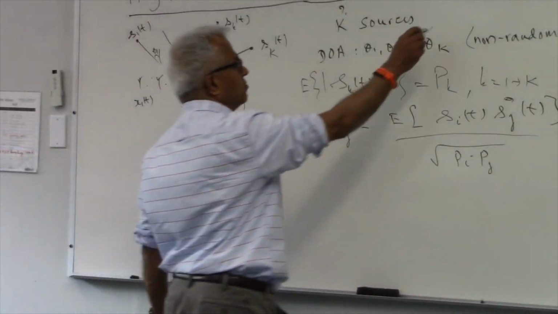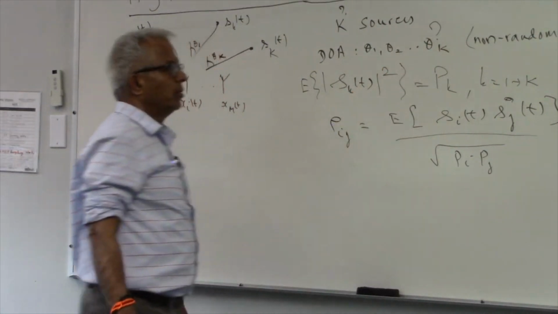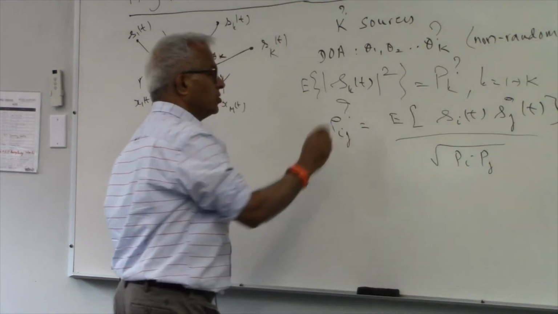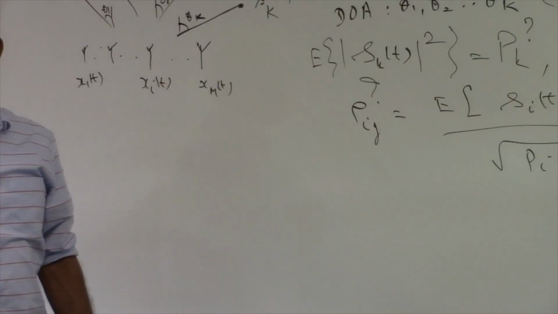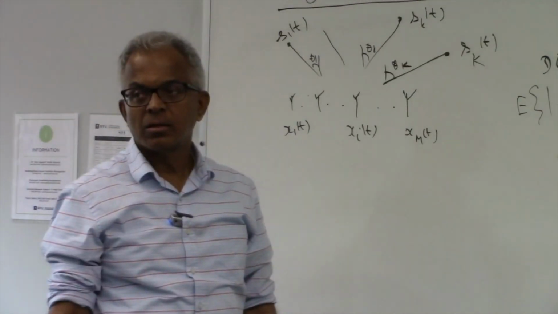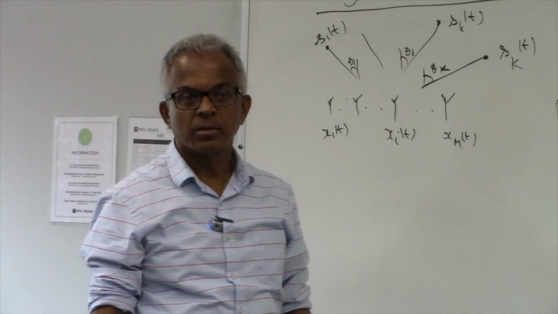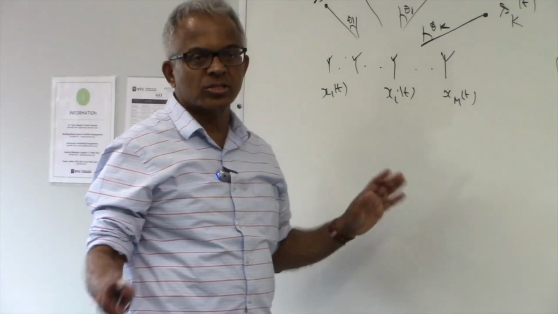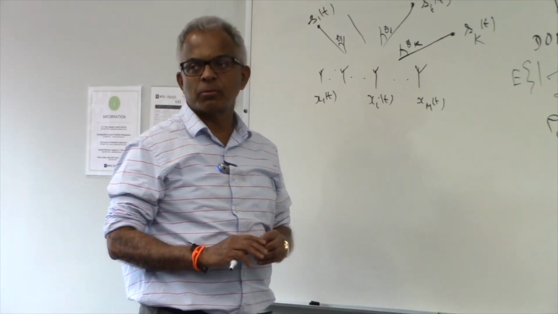Of course, the directions of arrival are also unknown. The power levels are unknown. The correlations are unknown. Everything is unknown. So what is known then? Yeah, you collect the data. So this is a passive sensing problem.